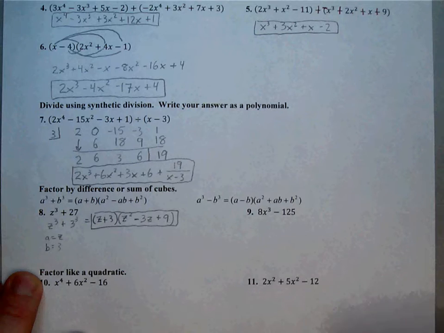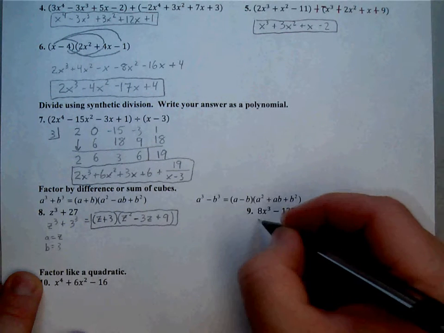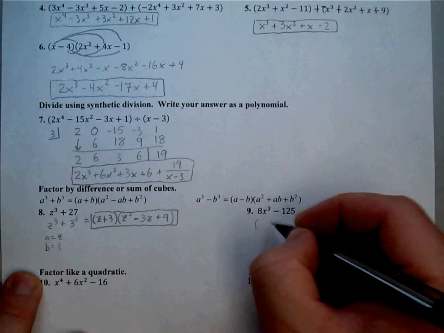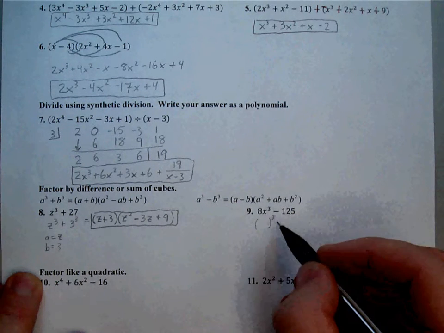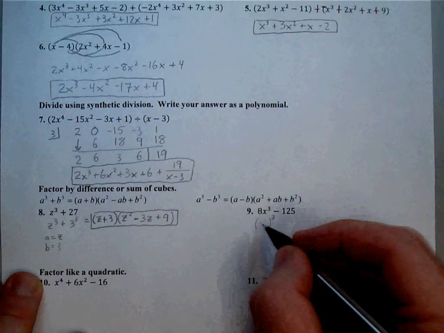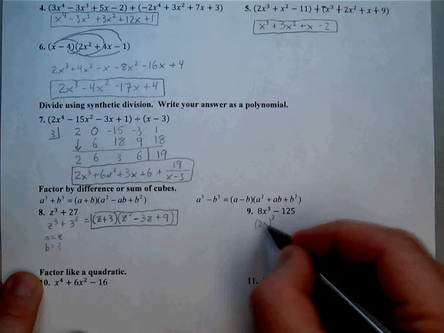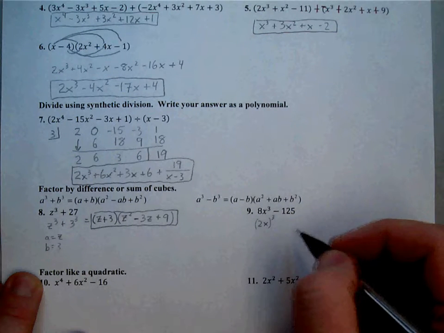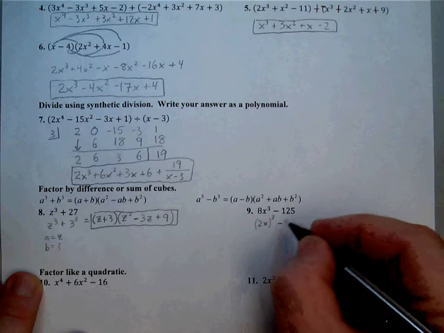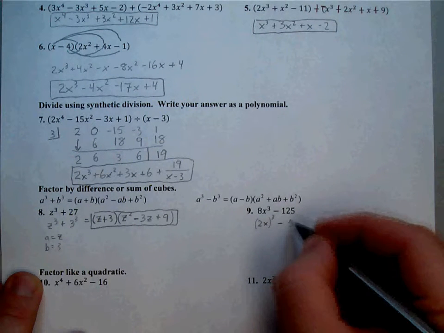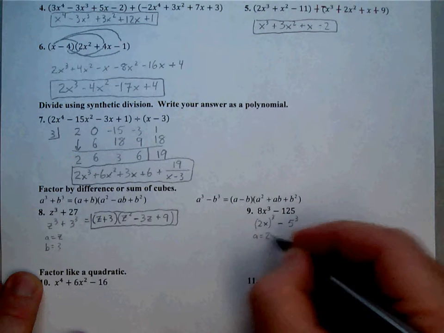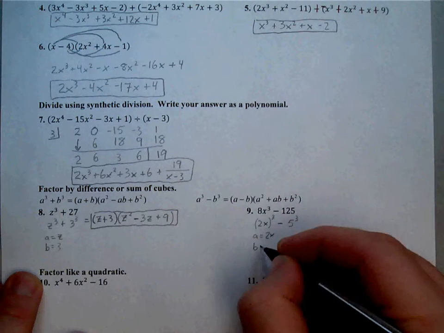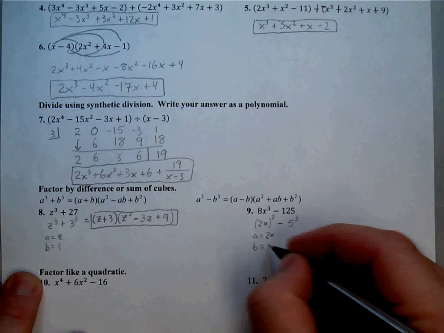Number 9. The 8x cubed, that's kind of complex because it has a number and a variable. So I'm going to use parentheses to show what it's the cube of. 8 is the cube of 2. Next, x cubed is the cube of x. So in total it's the cube of 2x. Minus, and then 125 is the cube of 5. So my a is the 2x, the entire 2 and x. Keep in mind that it's both of those. And then b will be 5.